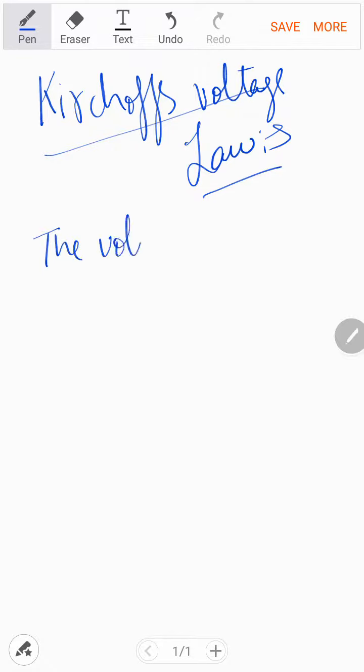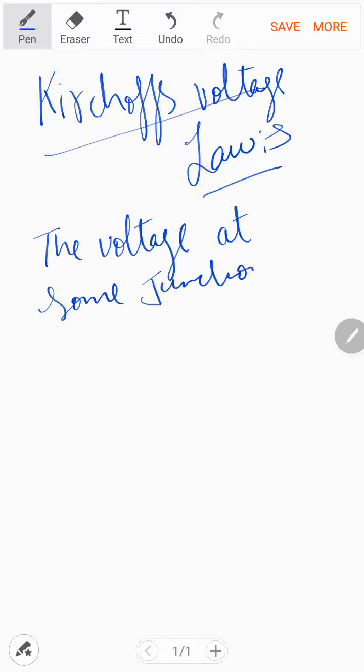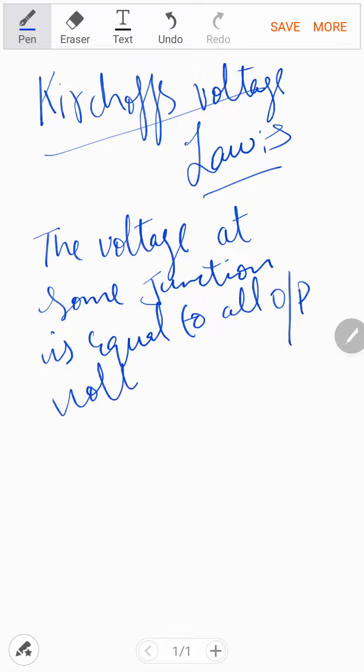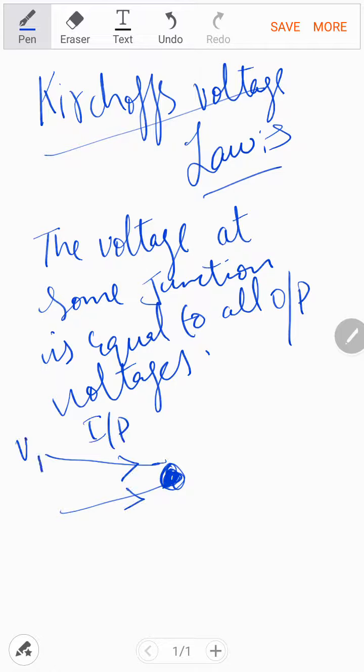the voltage at some junction is equal to all output voltage. This means that if we have some junction or node and we have, say, two input voltages, that is V1 and V2.